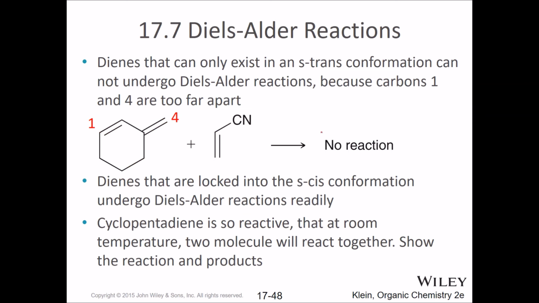So dienes that can only exist in S-trans conformation cannot react. Okay? Now, those, on the other hand, that are locked into the cis conformation undergo Diels-Alder reactions very readily. Okay? Cyclopentadiene. Take a minute and write that out. Draw that out. Please pause the video and draw out cyclopentadiene.